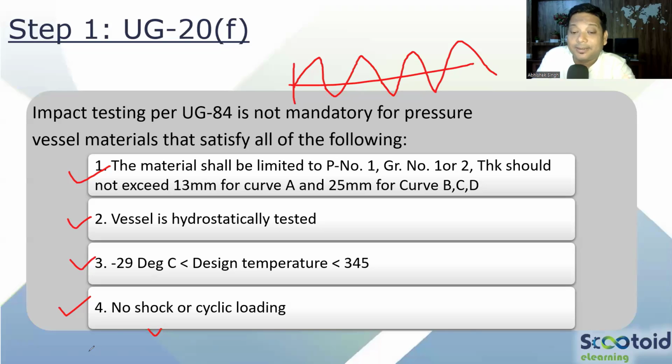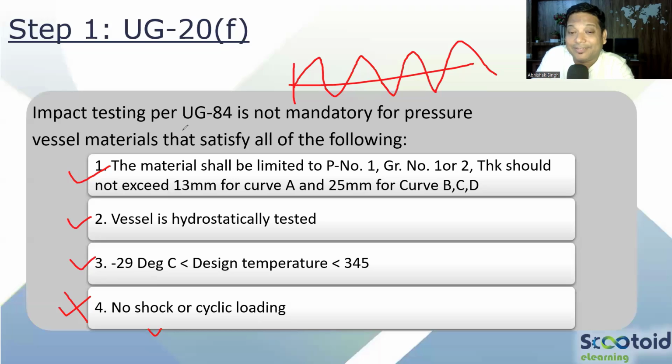So if that is present, can I take the exemption as per UG 20F? If any one of it is not satisfied, can I take the exemption? Anyone? You won't be able to take that exemption. Now my next question, listen very carefully. Does that mean, if this condition is not met, that I need to perform impact testing? No.